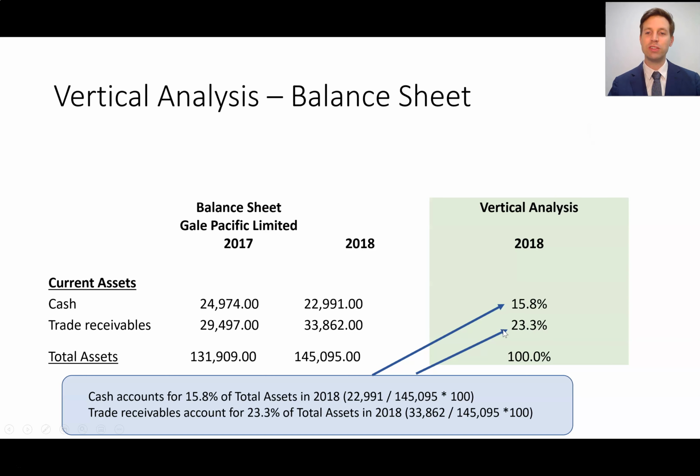A similar story for trade receivables. 23.8% of total assets are trade receivables. If this number is getting higher and higher over time, that might represent that our customers aren't paying us back quickly, or we've got looser credit policies. So it might be a bad thing if it's a high number and increasing, or it might be a good number in that it means we're generating a lot of sales and we've got a good turnover there.